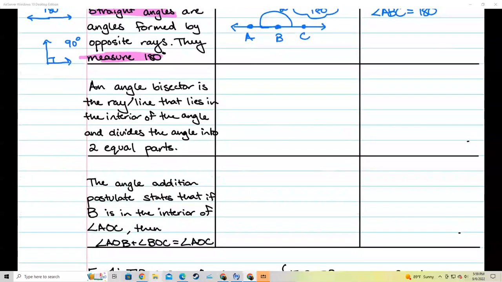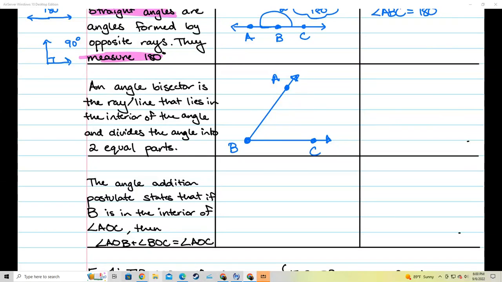The next definition says an angle bisector is the ray or line that lies in the interior of the angle and divides the angle into 2 equal parts. So we're going to go ahead and draw an angle. And I'm going to go ahead and put points A, B, and C. I think in class I used different points, but it's not going to matter. The concept is going to be the same. So here's my angle ABC.